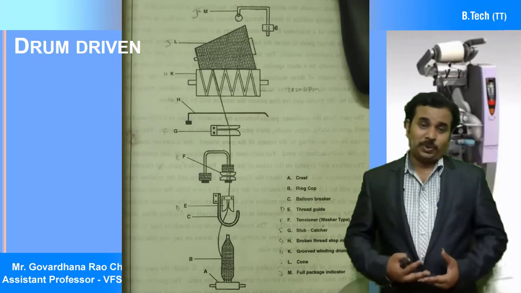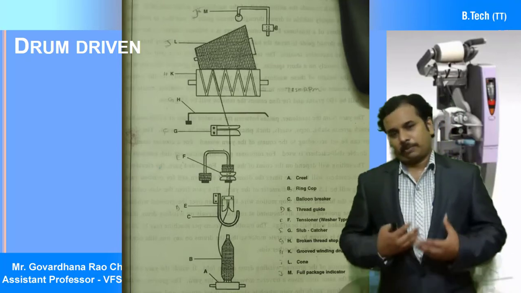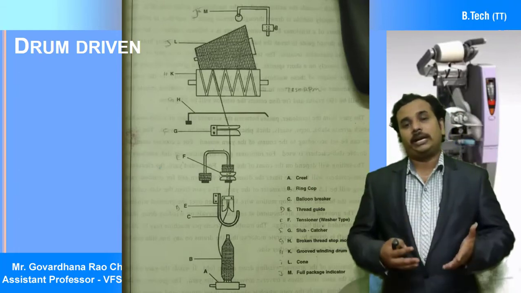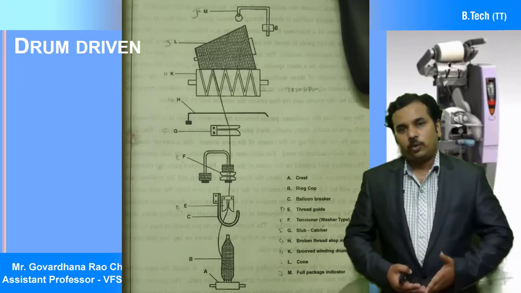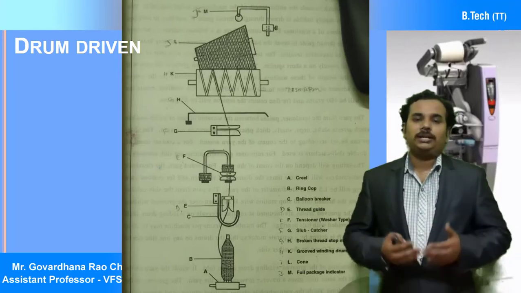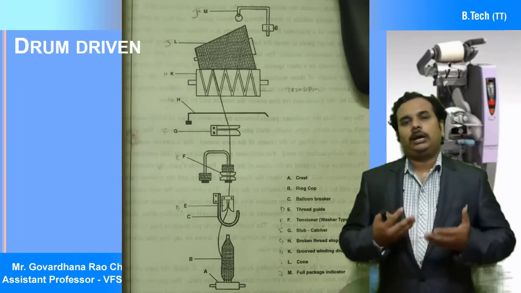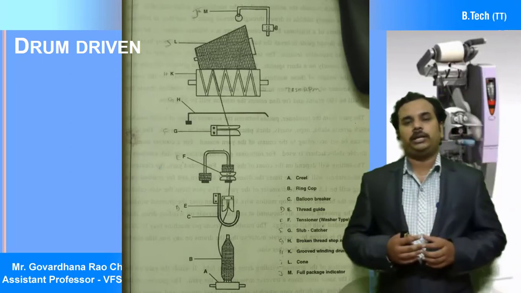So to clear the slubs or thicks or thin places which are present in the ring cob, then this is going to be wound onto the cone, so that the smaller packages can be wound onto the cone. So now how is this yarn winding?